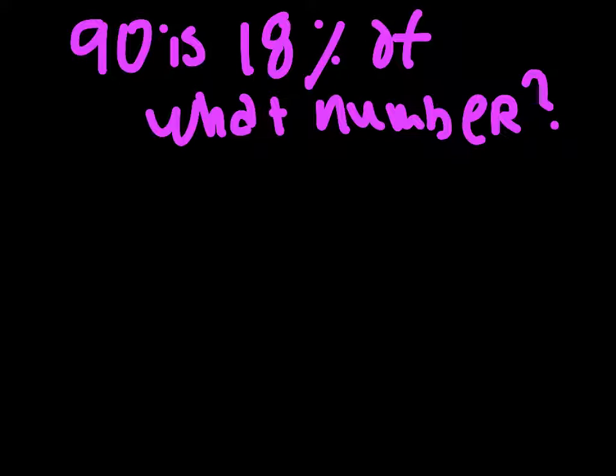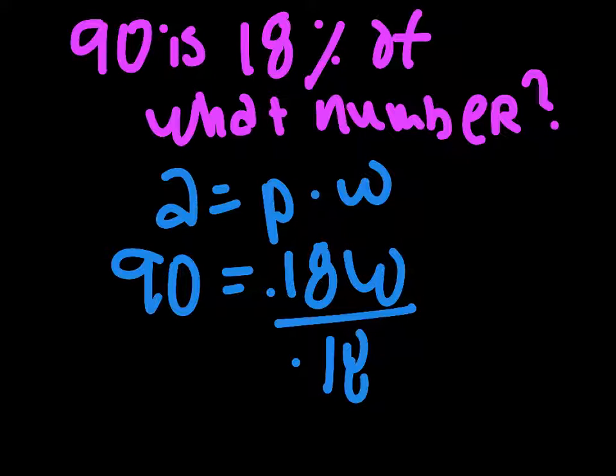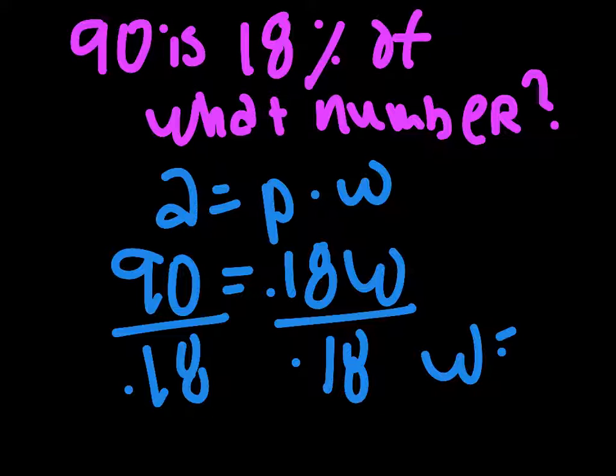Okay, let's do this one. When you're ready to check your answer, pause the video. Okay, we have A equals P times W. 90 equals 0.18 W. Divide by 0.18, divide by 0.18. W equals 90 divided by 0.18, which is 500. So that's your answer. I hope that you're able to get it right.